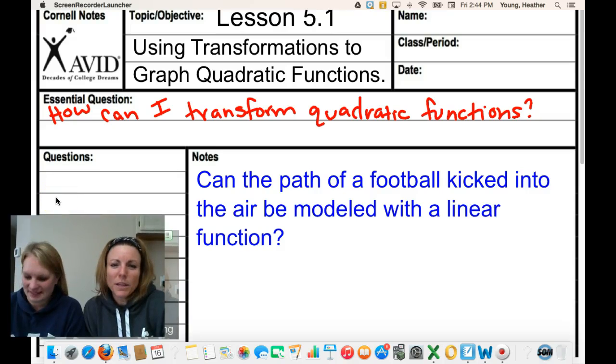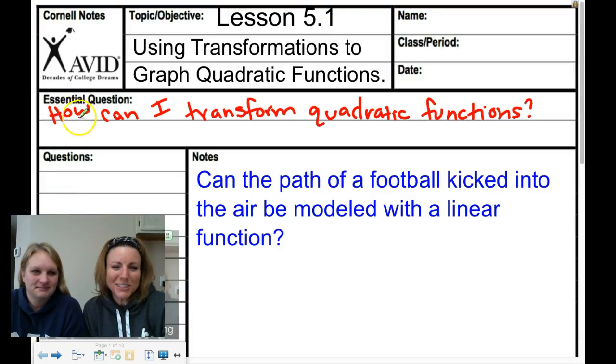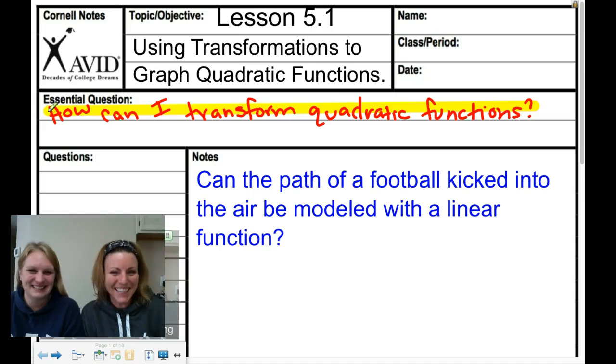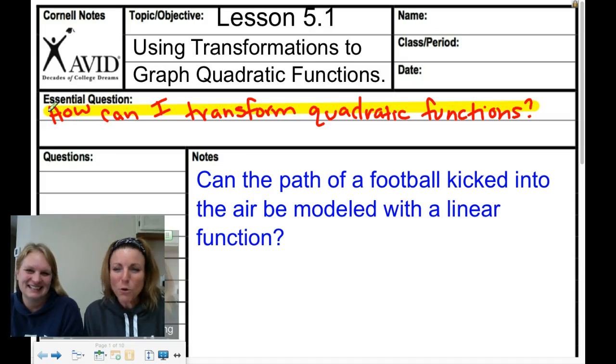Chapter 5, here we come. Using transformations to graph quadratic functions. The essential question of the day is, how can I transform quadratic functions?